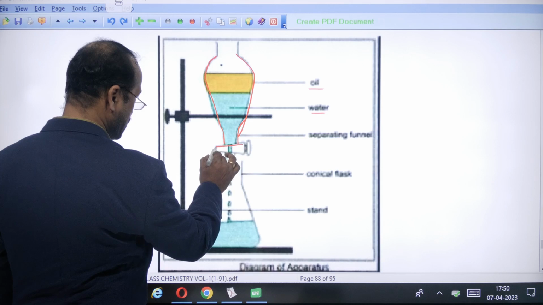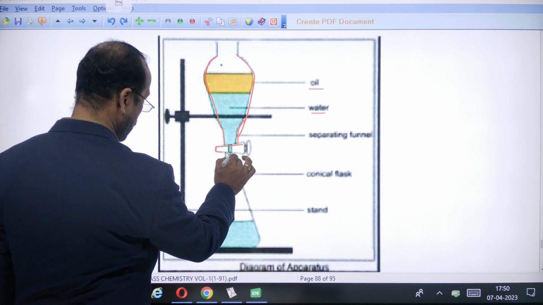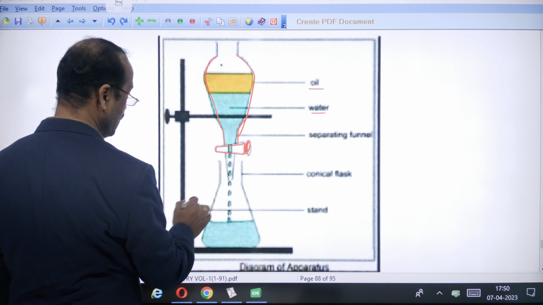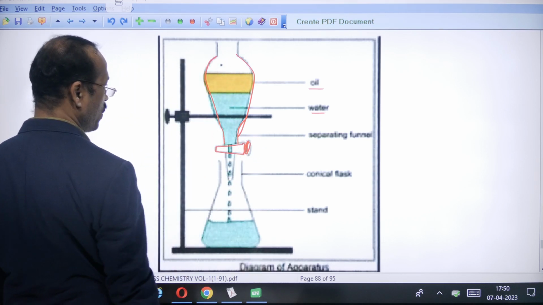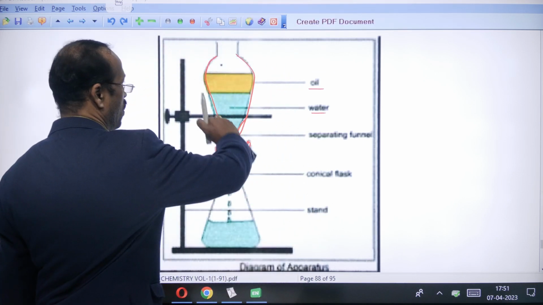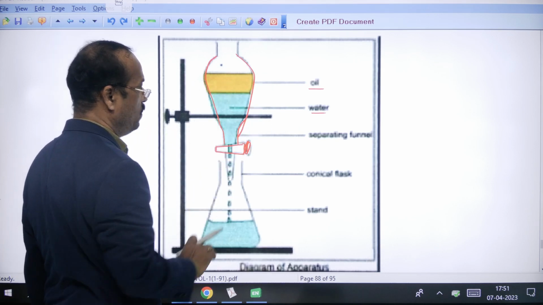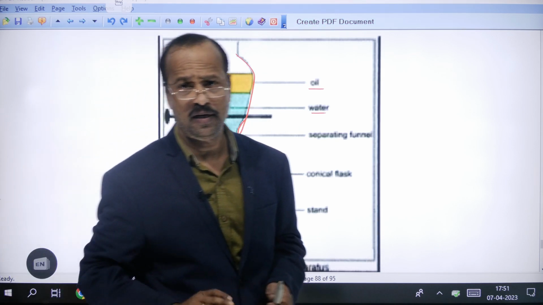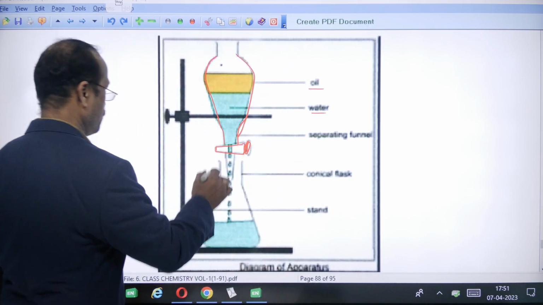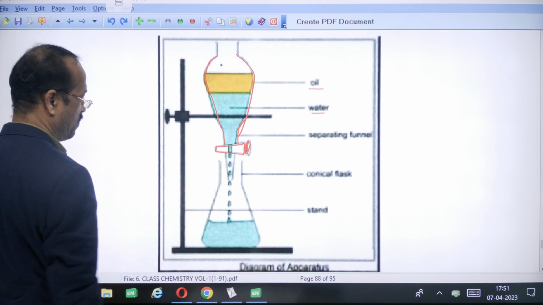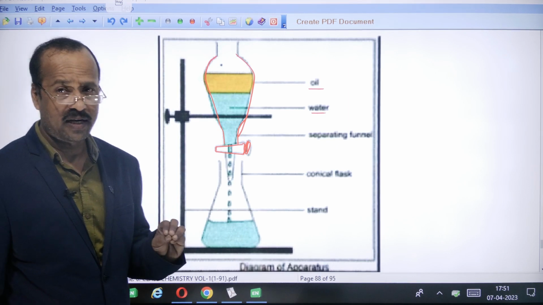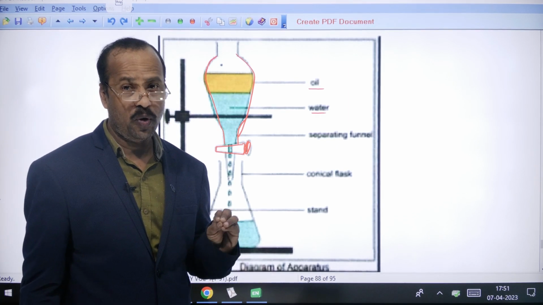And here there is a small tap. This is the tap here. Now in this funnel we are going to take the oil and water. First pour the oil and then take the water. Pour both together and now shake well. Shake well and fix this separating funnel to the stand. Now you can fix it to the stand and wait for some time without disturbing it.